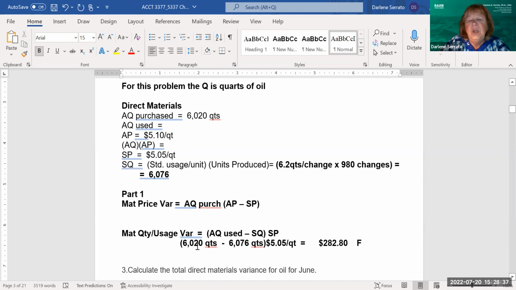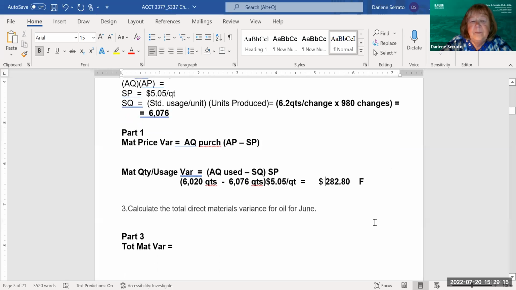Now, the reason I'm using the type of input we have, quarts of oil, and I'm going to be using hours, is to show you we should end up with just dollars, okay? Because this is going to go into a journal entry. Since this variance is favorable, we're going to credit the materials usage variance. We're debiting work in process for SQ times SP, okay?